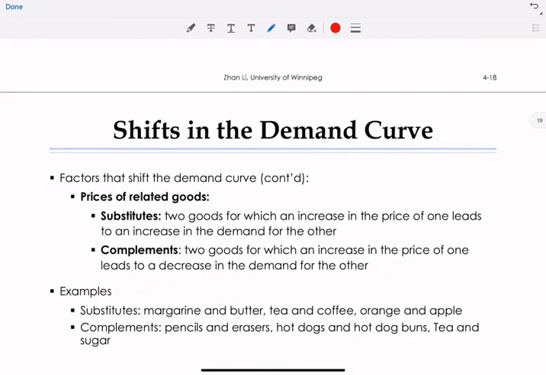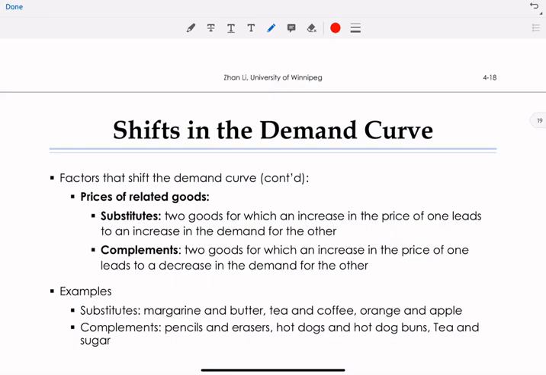prices of related goods. Here, we could have two kinds of related goods. The first one is called substitute, right? So, what are substitute goods? If you have two goods, and if there is an increase in the price of one good, then this increase in the price of one good leads to an increase in the demand for the other good. Then, we say these two goods are substitutes to each other.